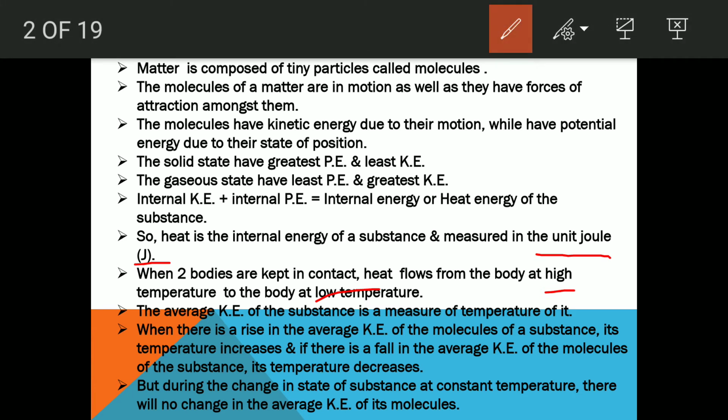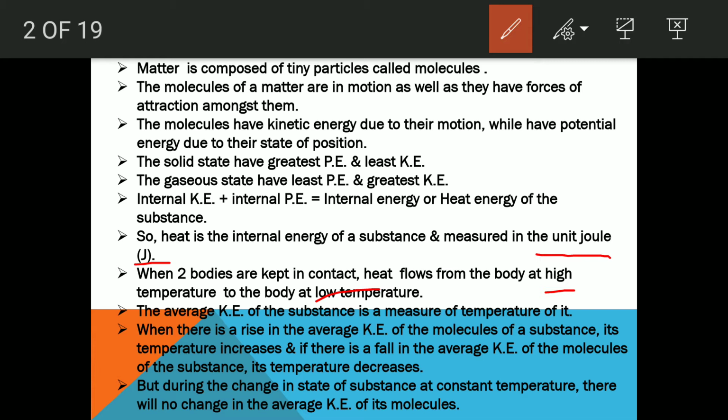The average kinetic energy of a substance is measured in temperature. The average kinetic energy of a substance is the measure of its temperature. How much temperature it is, that will be the average kinetic energy of that substance.